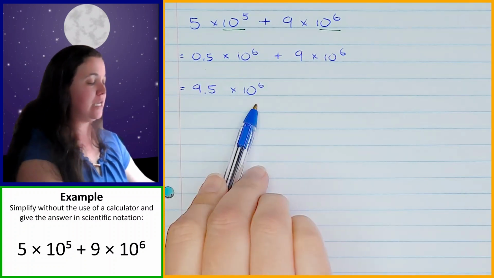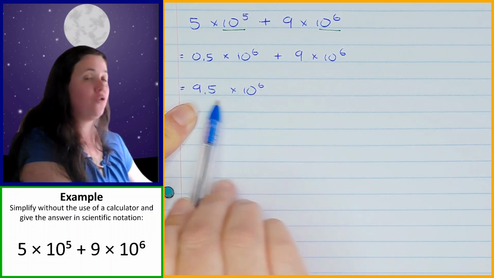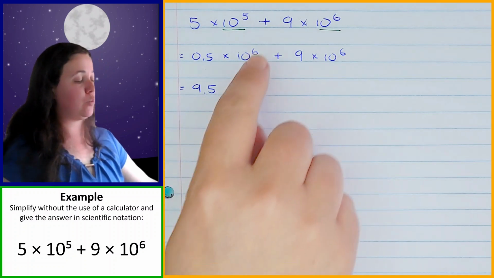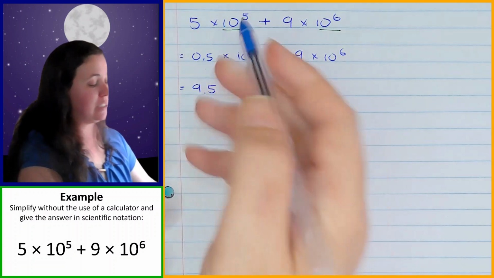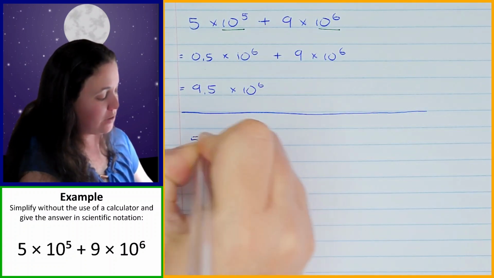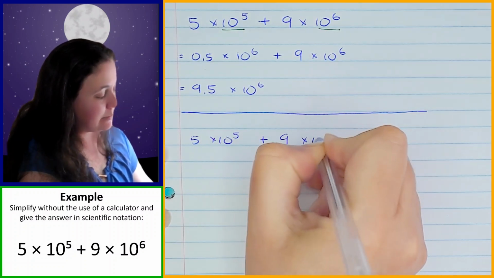Now, if you check it, you'll see that this is between 1 and 10, so I don't need to fix my scientific notation. Now, if I had done it the other way around, where I changed the 10 to the power of 6 to be the same as the 10 to the power of 5, this is what I would have got. So this is the exact same question. I'm just going to do it the other way around. So 5 times 10 to the power of 5 plus 9 times 10 to the power of 6.